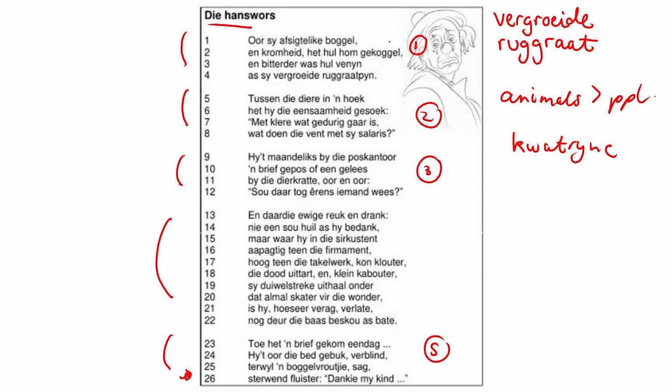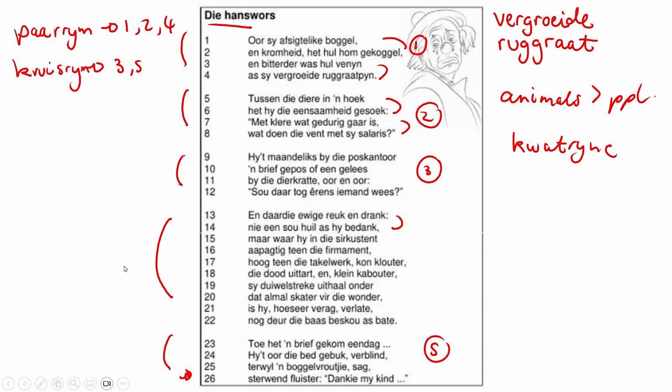We have paarrym, so bochel, gekochel, venyn, pyn, hoek, gesoek. So they come in pairs. Is, salaris, drank, bedank, and you get the idea of everything. Look, I'm not going to do all of it, but there's paarrym in 1, 2, 4. And there's kruisrym in 3 and 5. So kruisrym is where they cross over each other. So toer, and we have a point of intersection here.